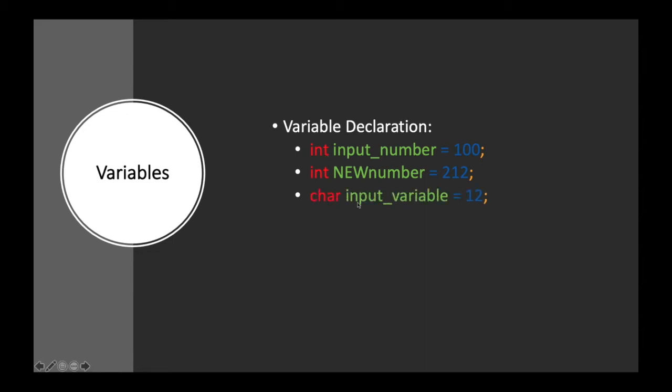So there is another variable called input underscore variable, and it is of character type and it is going to hold a value of 12, right? So another variable, my weight, is going to hold 121.2, and it is going to be of kind float, right? Because it is holding a decimal number.